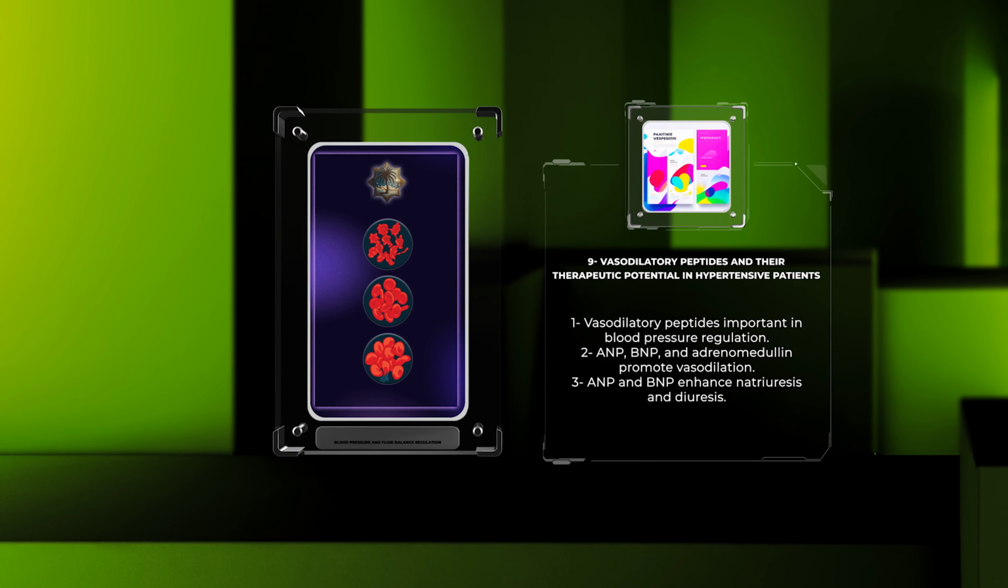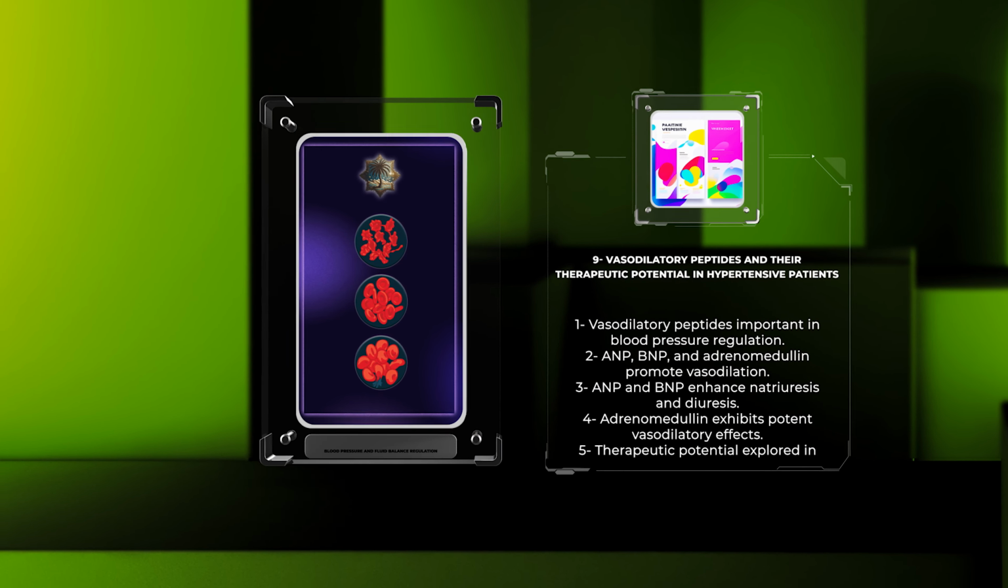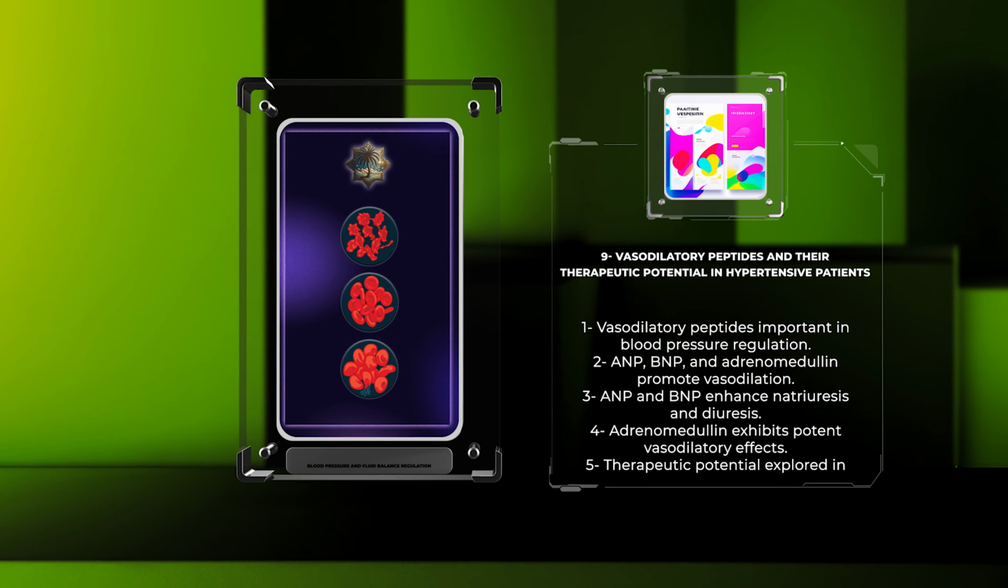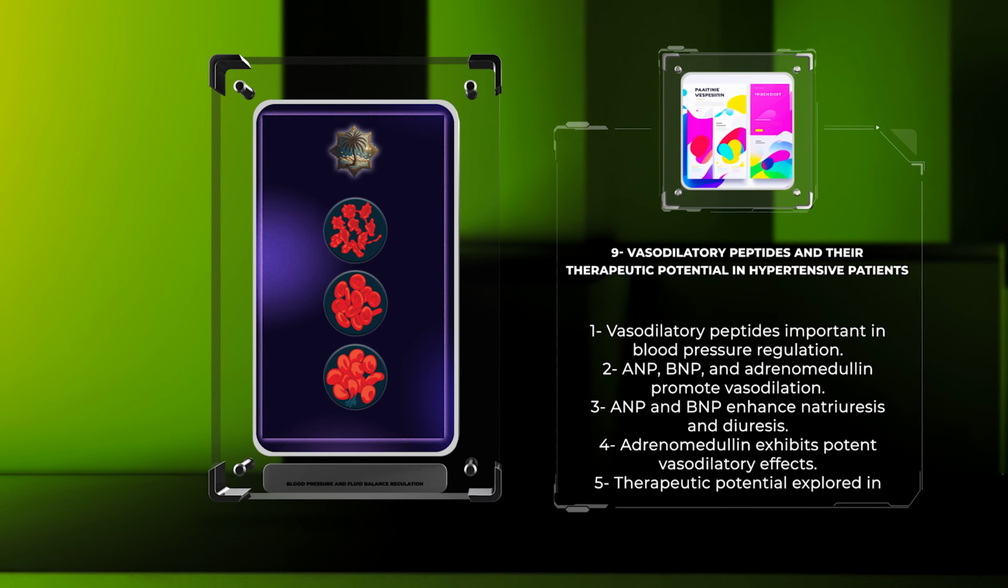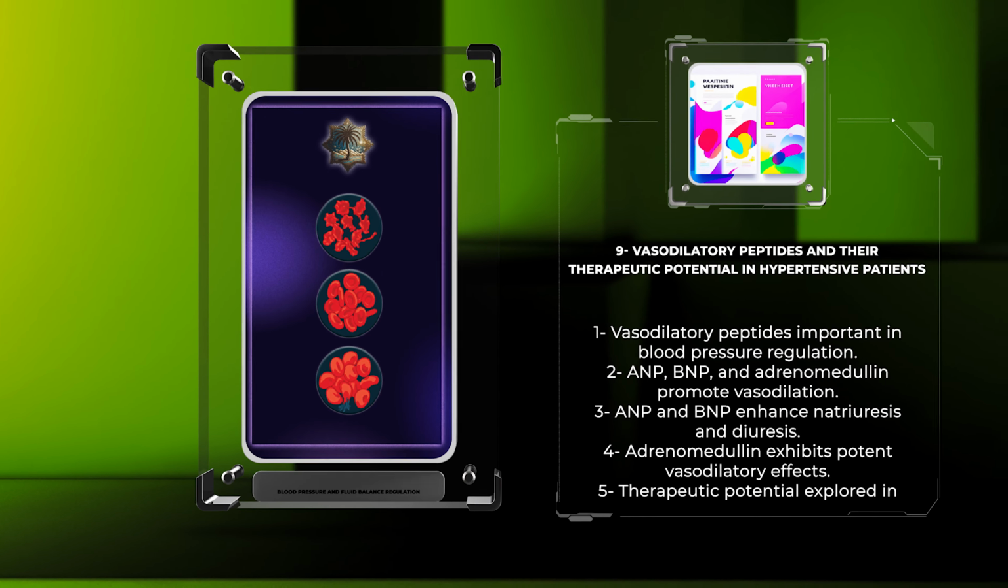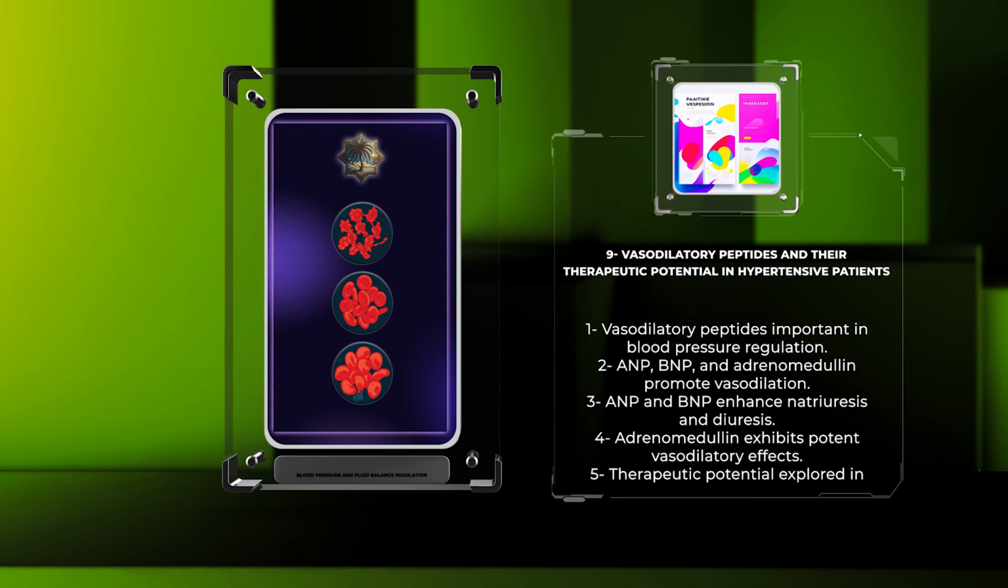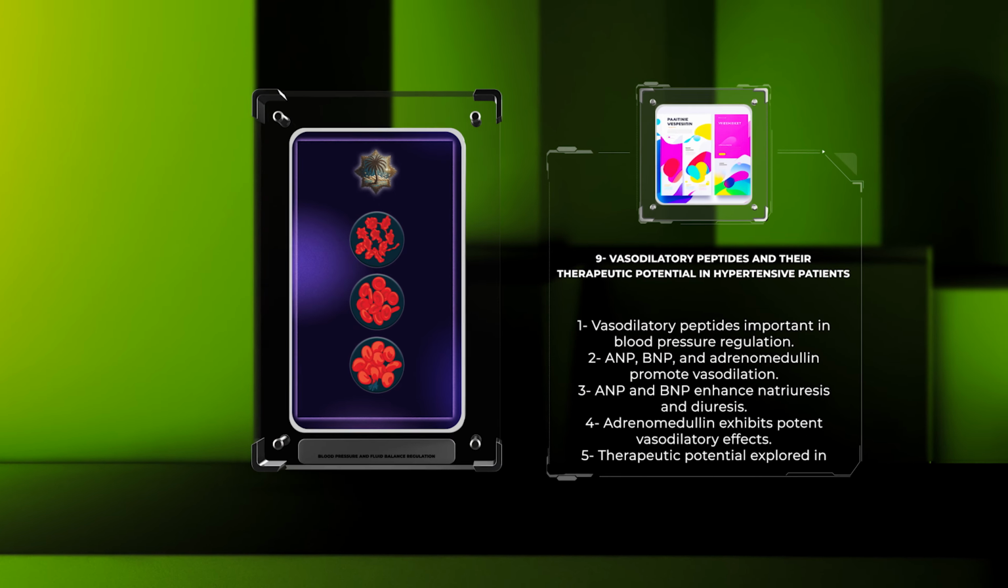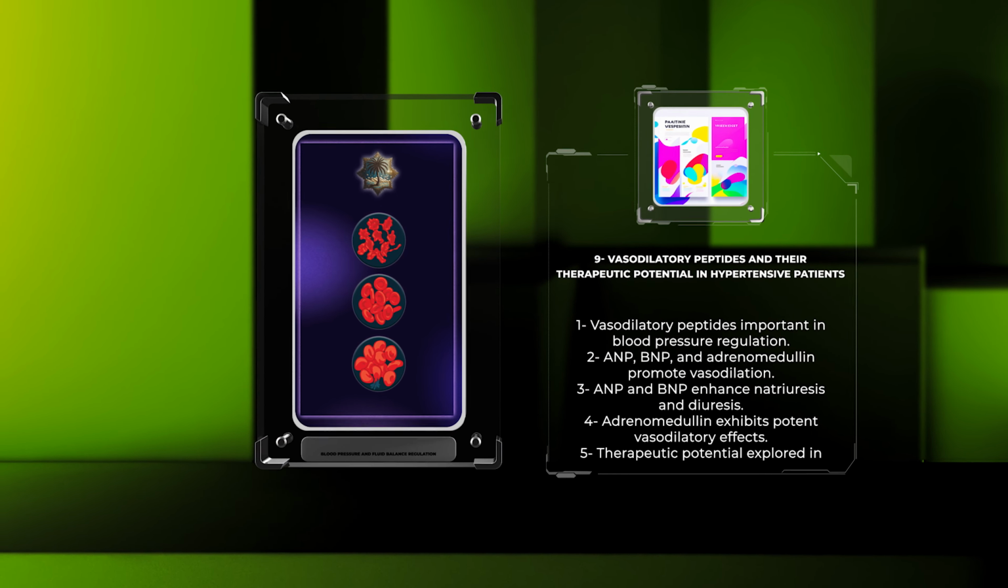Vasodilatory peptides play a crucial role in blood pressure regulation by promoting vasodilation and counteracting vasoconstrictor mechanisms. Several vasodilatory peptides, including atrial natriuretic peptide, ANP, brain natriuretic peptide, BNP, and adrenomedullin, exert their effects by acting on specific receptors within the vasculature and renal tubules.